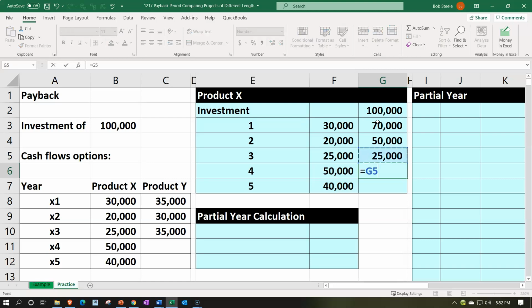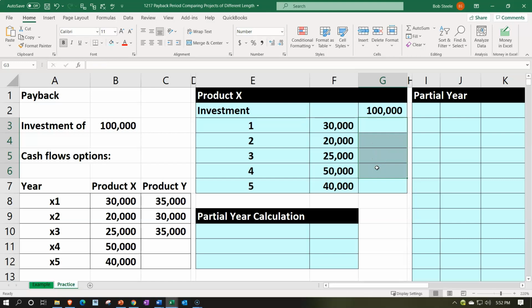And then we're going to take the 25,000 minus what we expect to receive in year 4. And there we go. We are now past the point. We've gotten our 100,000 back at that time. Note that you could do this with a running balance calculation if there were many years. I'm going to delete these cells and just do it one more time.